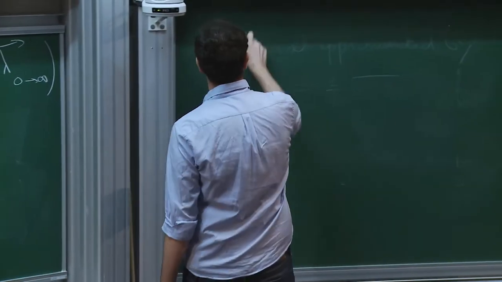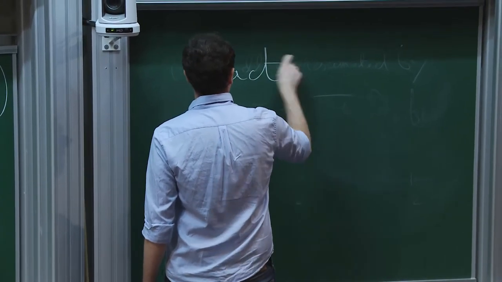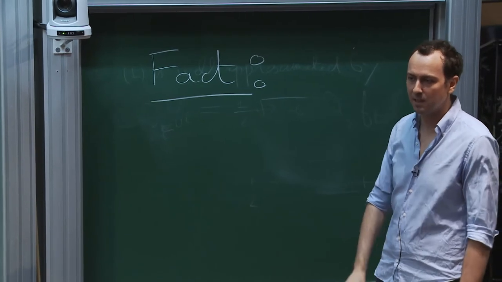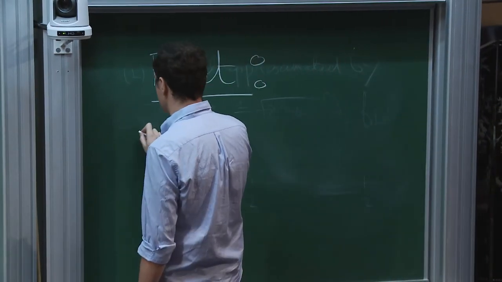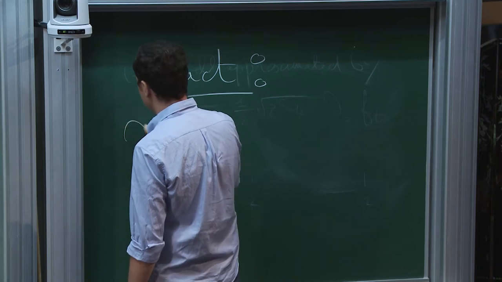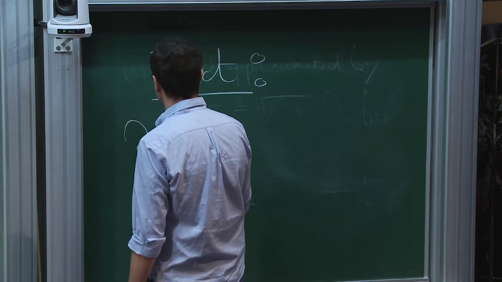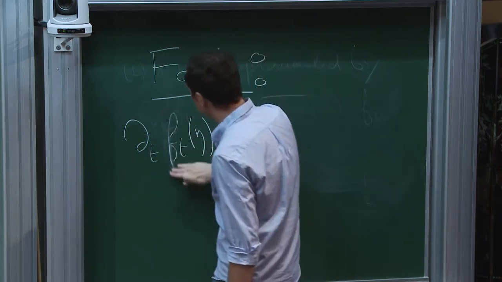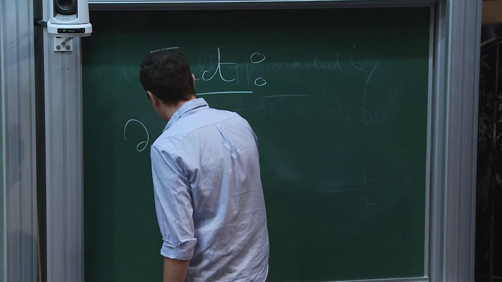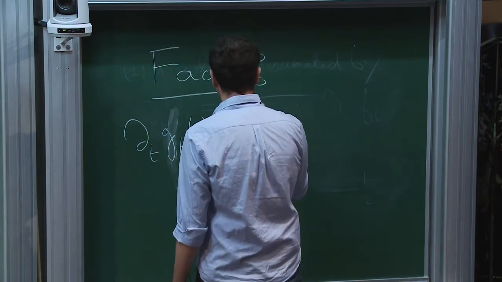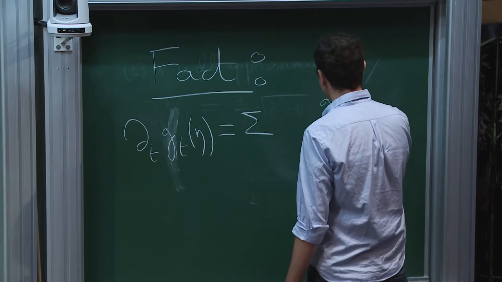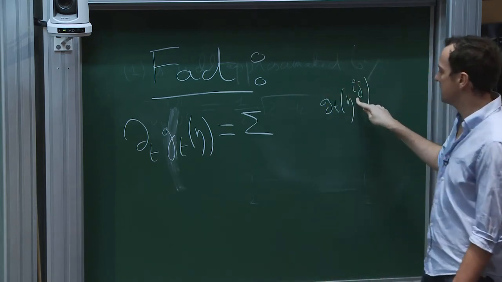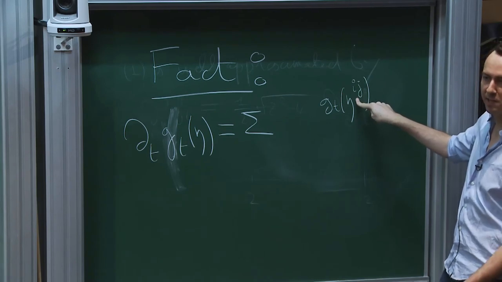Then it's a fact. And please make sure you know your Ito for proving it. The fact is that the derivative in time of g_t at site eta is basically the sum of my g_t at the site eta^{ij}, where eta^{ij} means I take a particle at site i and I bring it to j.